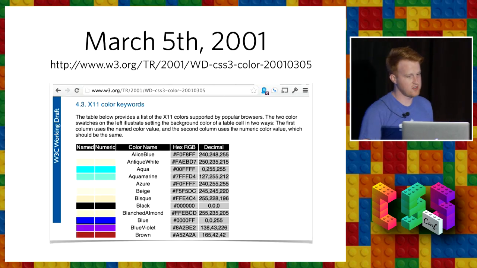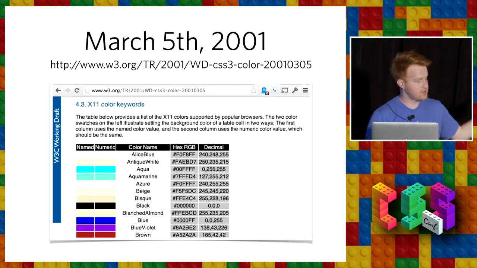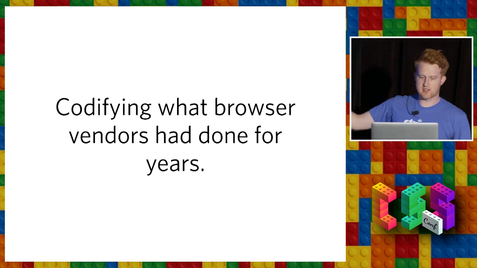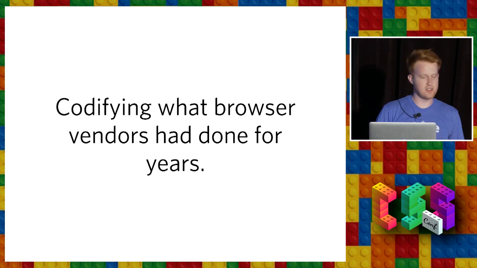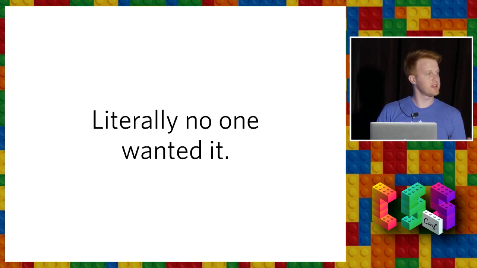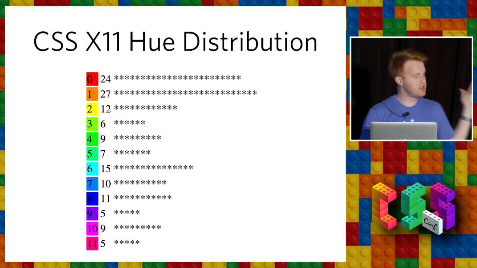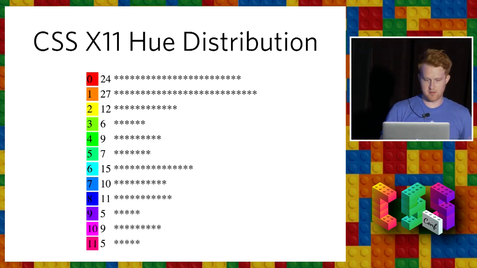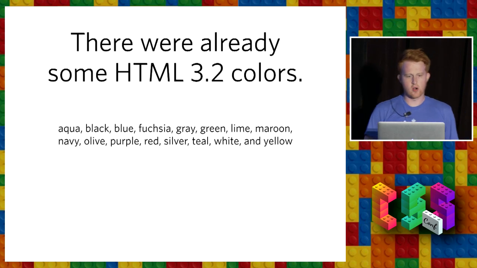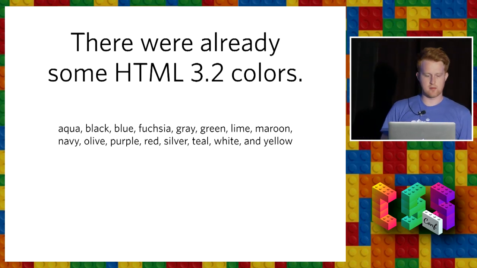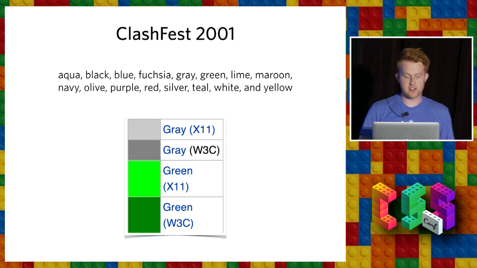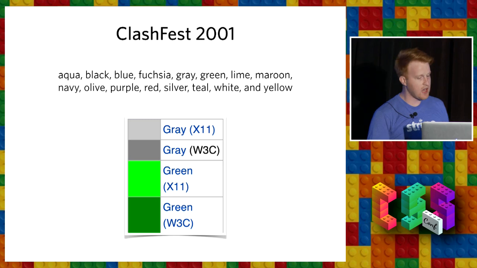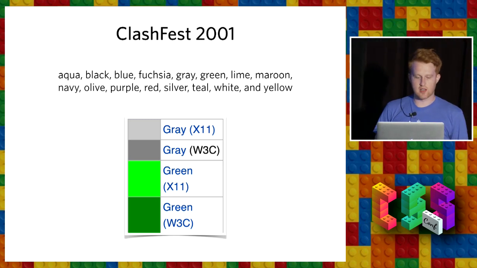So March 5th, 2001, Tantek posts the list of X11 color keywords on here. And they were really just codifying what browsers had already done for years. And no one wanted it, and they were all really mad about it on the mailing list. The hue distribution was wrong. We saw a different, prettier graph of this earlier. But this one comes out of a fun email. There are already some HTML colors, and this is kind of what Leia talked about before, and they mostly clashed. And so like you'll see with lime versus green and gray versus gray, we had to use the old colors. We couldn't use it.